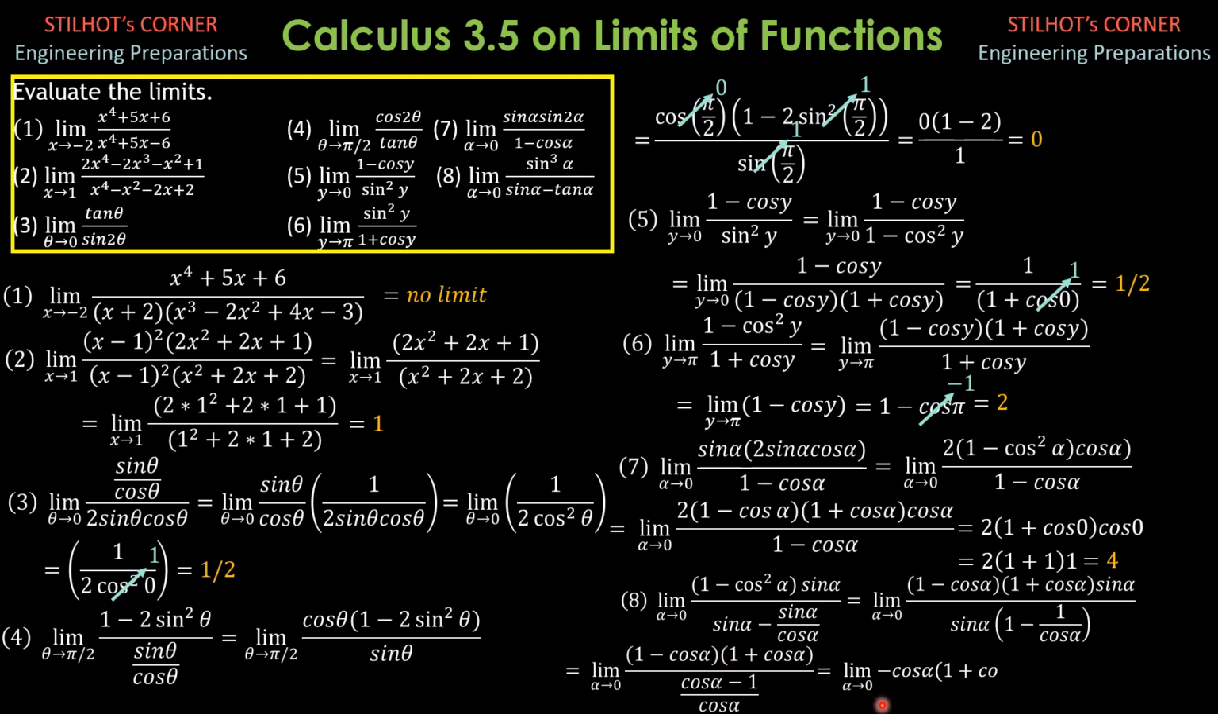And it is now free of denominator. So negative cosine of alpha, as explained, this is negative 1 times cosine alpha. So negative cosine alpha times 1 plus cosine alpha. As alpha approaches 0, cosine of almost 0 is 1. And this is also 1. So we have negative 1 times 1 plus 1. And negative 1 times 1 plus 1 is negative 2. So the limit is negative 2.